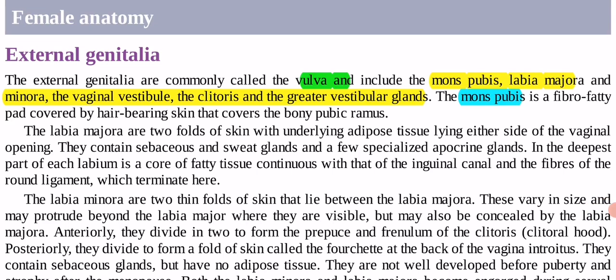The labia majora. Labia majora are two folds of skin with underlying adipose tissue lying either side of the vaginal opening. They contain sebaceous and sweat glands and a few specialized apocrine glands. In the deepest part of each labium is a core of fatty tissue continuous with that of the inguinal canal and the fibers of the round ligament which terminate here.